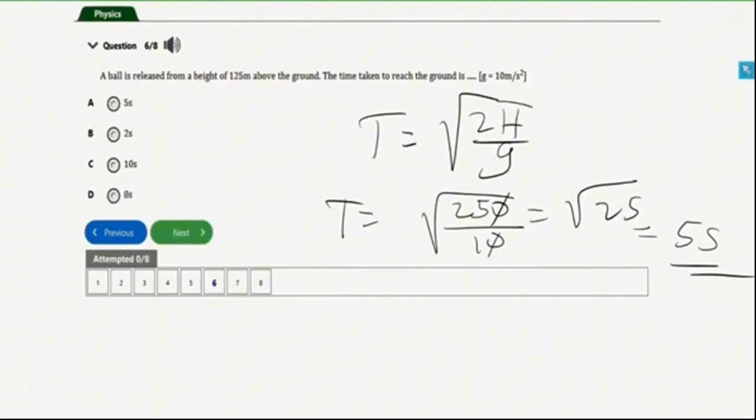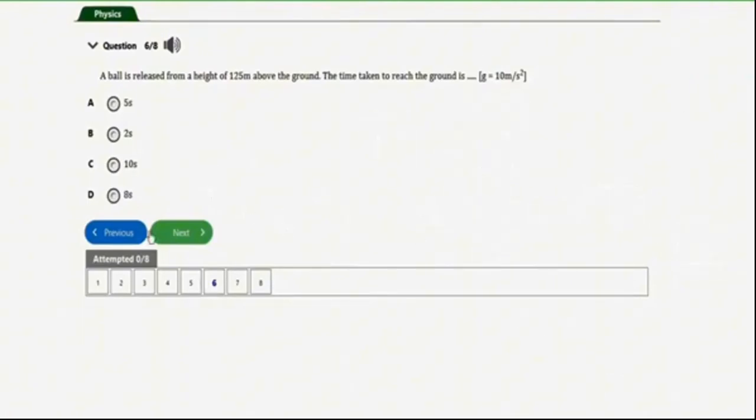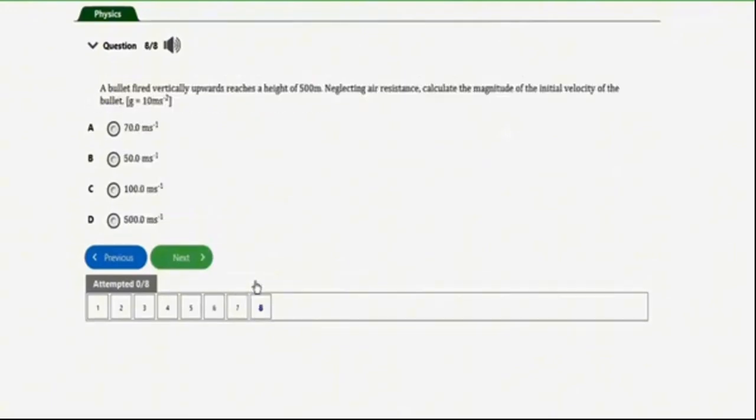So let's wipe this now and solve the last question before I end this video. Alright, so the last repeated question we're going to solve is this. It says a bullet fired vertically upwards reaches a height of 500 meters, neglecting air resistance. Calculate the magnitude of the initial velocity of the bullet. Okay, so in this question, our parameters are: the distance or the height is 500 meters.